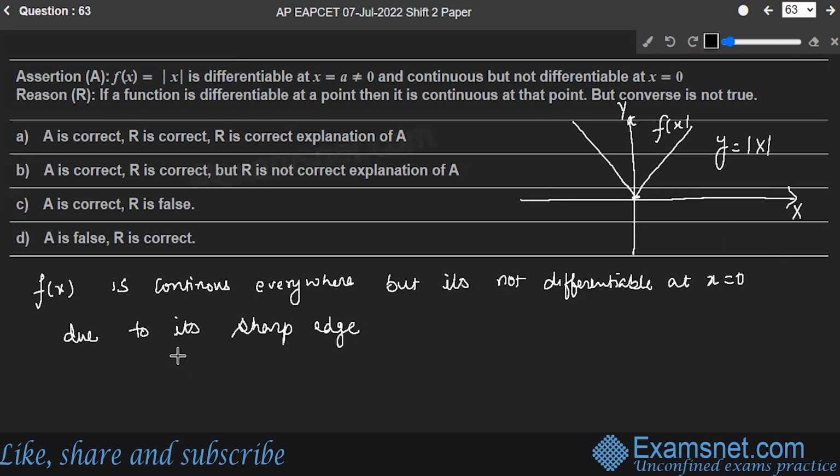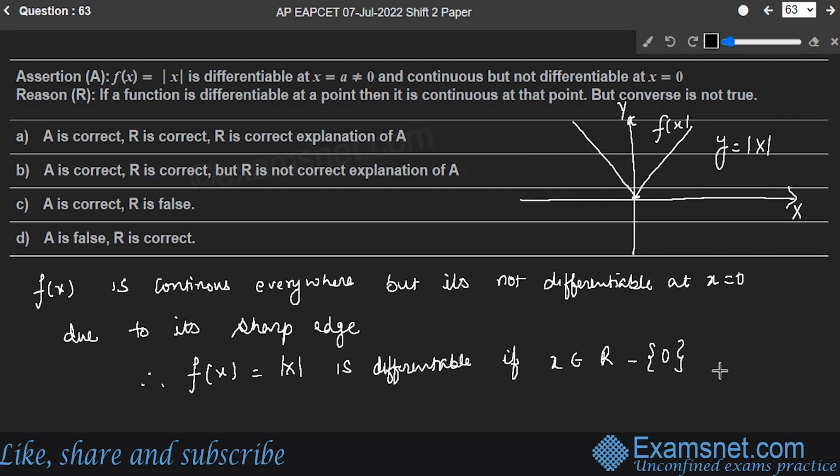Due to its sharp edge, therefore f(x) is differentiable if x belongs to all the real numbers except 0, right? So from here, this assertion is correct, but the reason is not the correct explanation of it. Option A is the correct answer. Hope you're clear with this.